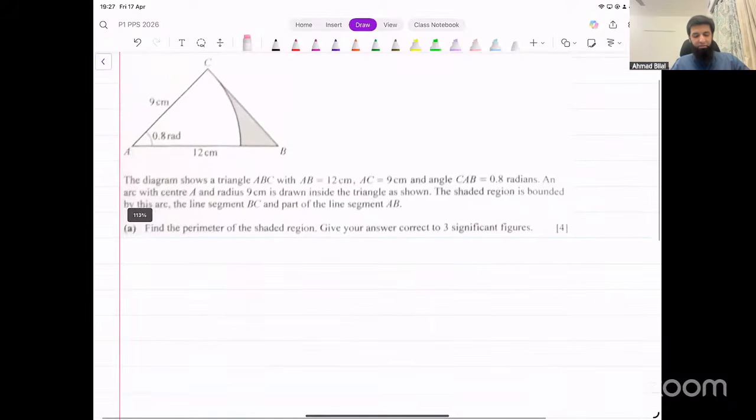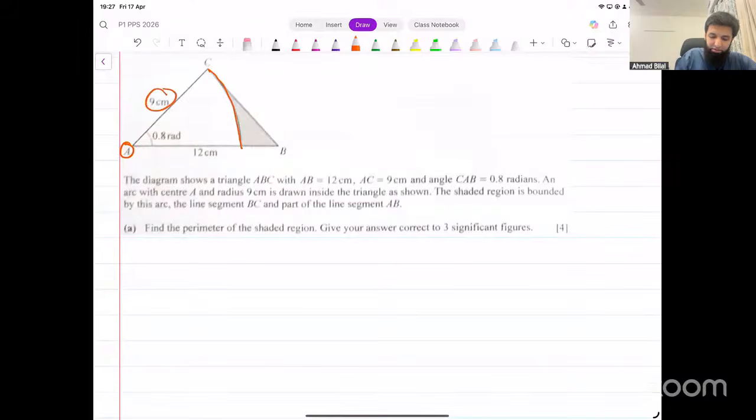It says the diagram shows a triangle ABC with AB equal to 12 centimeters, AC equal to 9 centimeters, and angle CAB is 0.8 radians. An arc with center A and radius 9 centimeters is drawn inside the triangle. As you can see, the shaded region is bounded by this arc, the line segment BC, and part of the line segment AB. All of that is shown in the diagram.